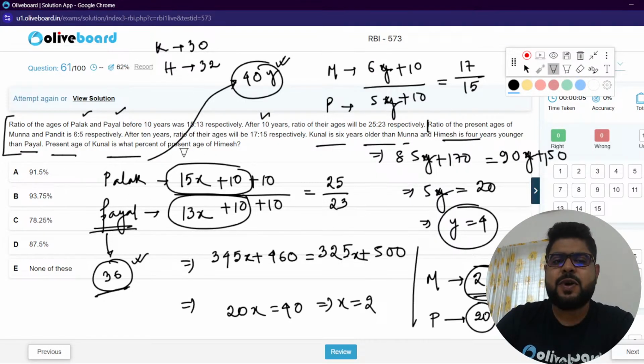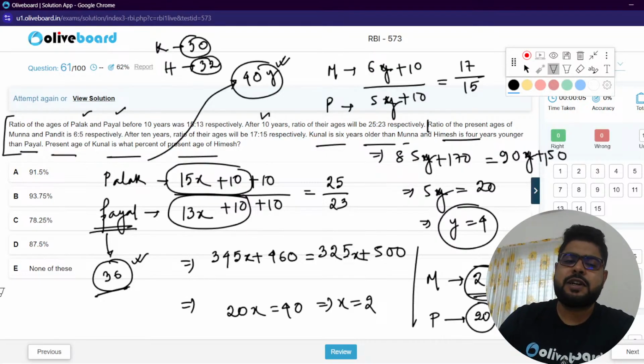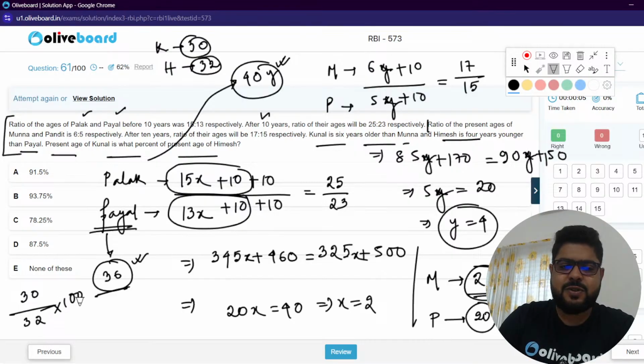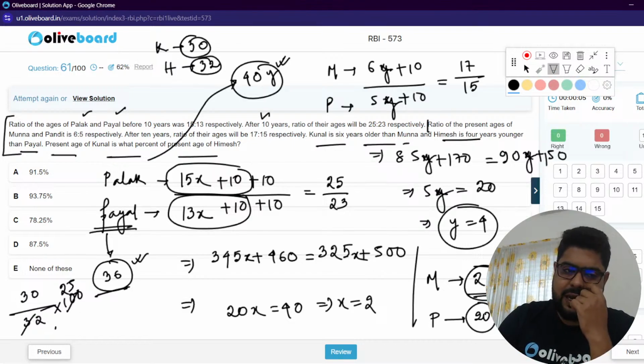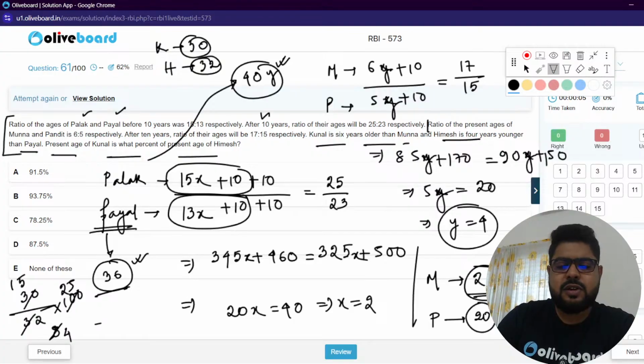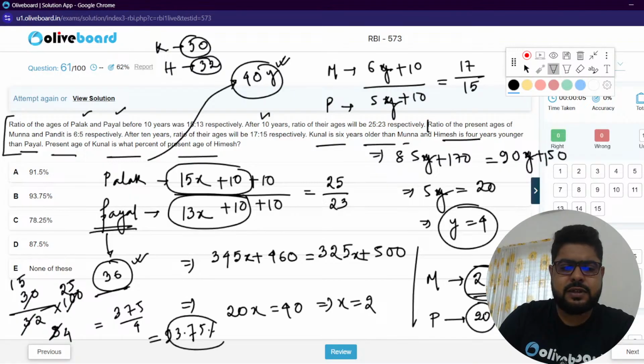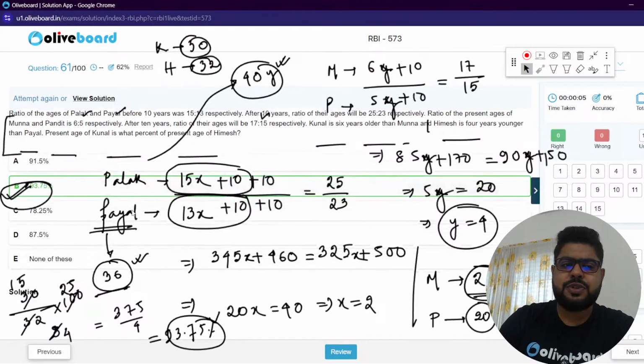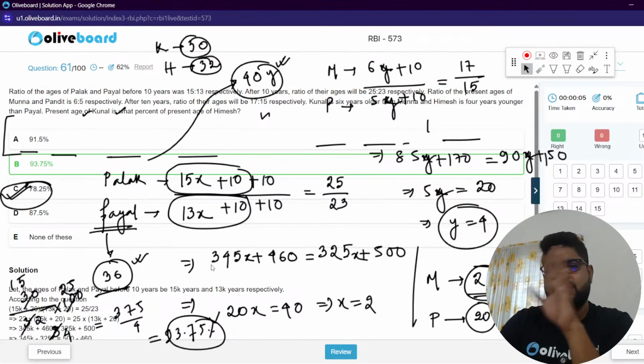Present age of Kunal is what percent of present age of Himesh? So 30 is what percentage of 32? That is the question. Sir, 4 say 25, 4 say, it is 8. Again, sir, this is 15. 20, so 375 by 4, 93.75, sir. Option B, sir. Option B is the correct answer without anything.